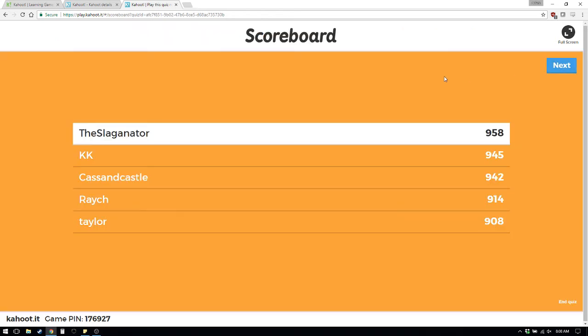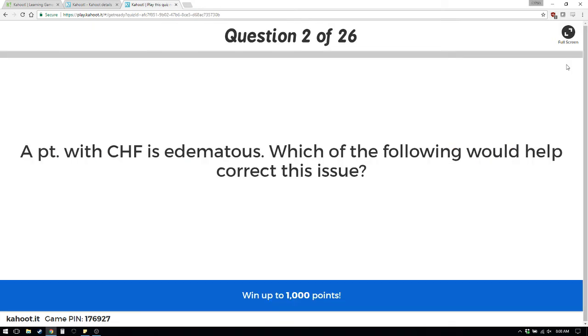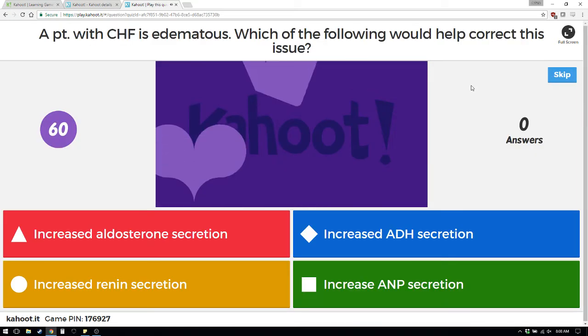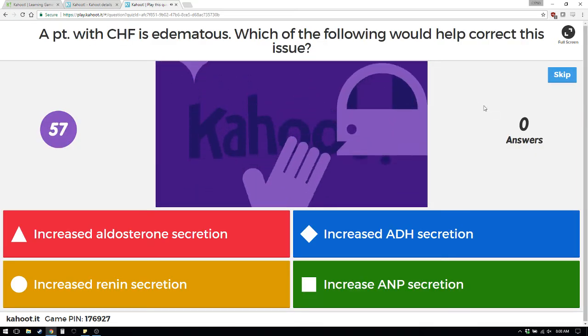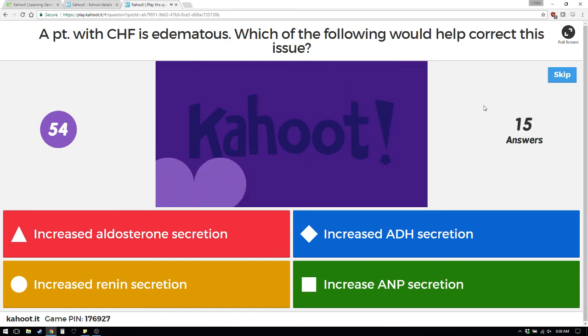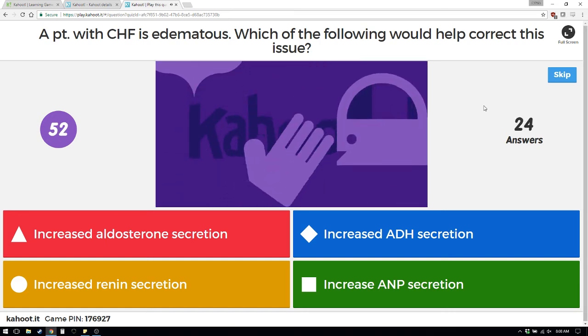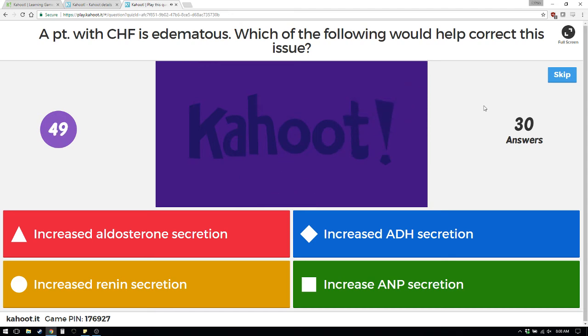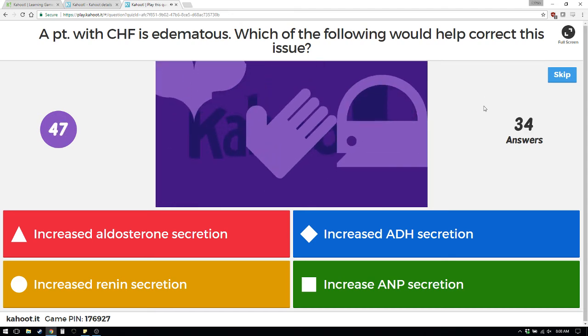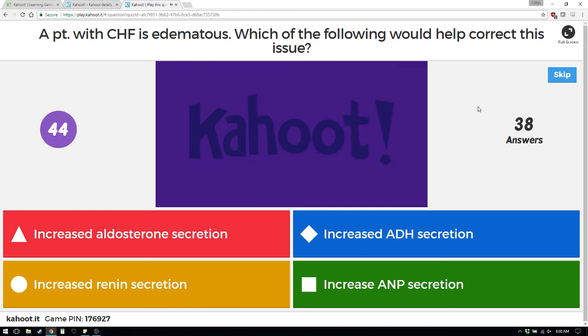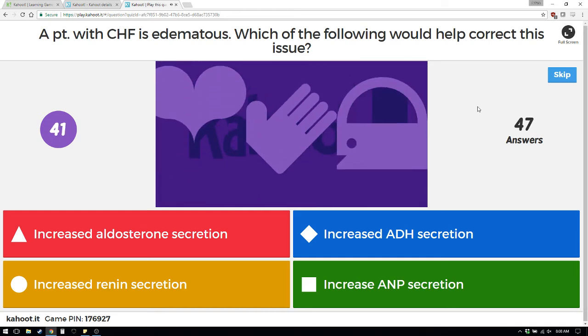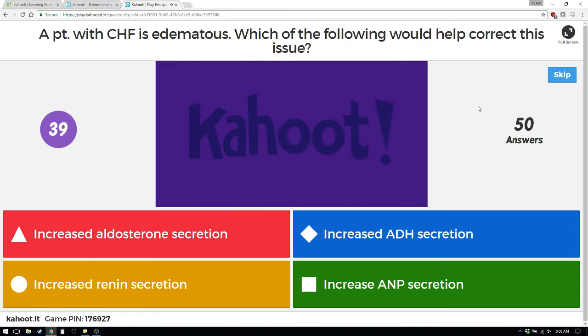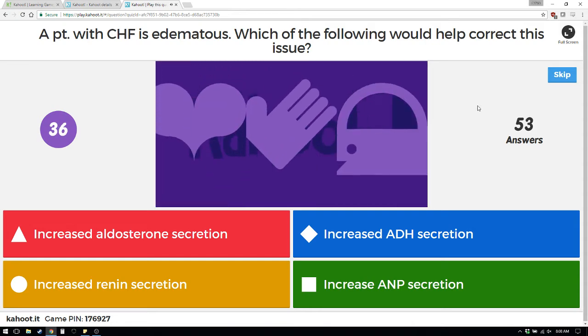You should see a decrease in arterial pressure because, again, if we're blocking the vasoconstrictive effects, that would cause a decrease there. All right. A patient with CHF is edematous. Which of the following would help correct this issue? You should be able to get this one based on what we've already talked about. This patient's already got too much fluid on board. What hormone will help to correct this issue?